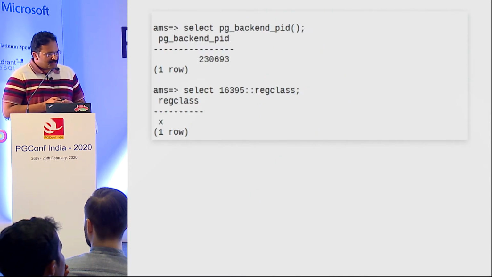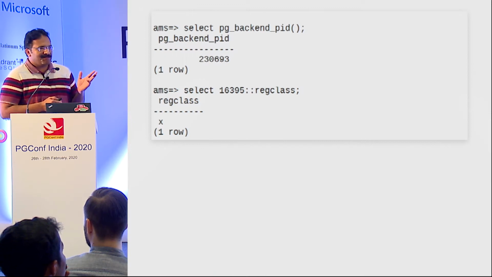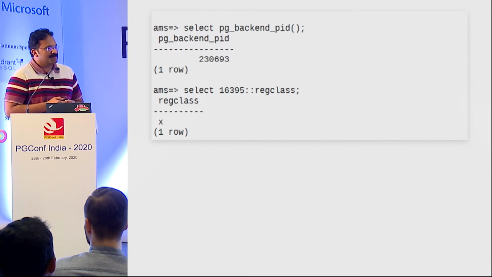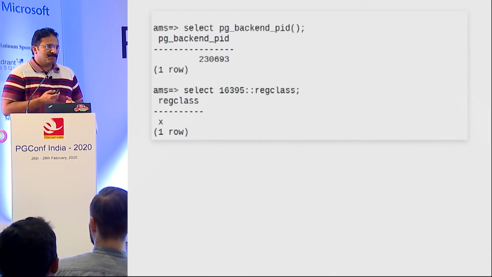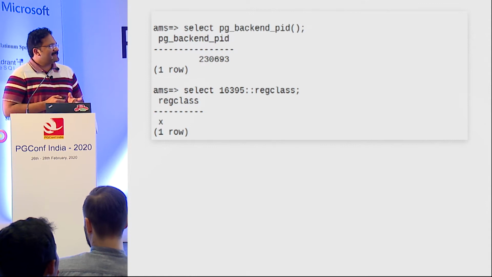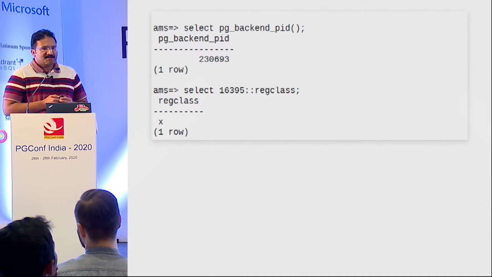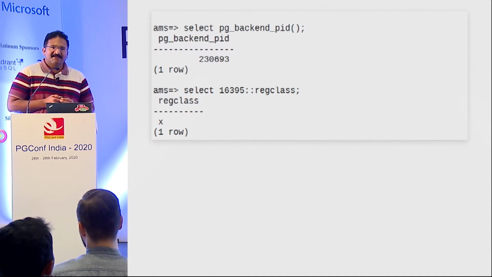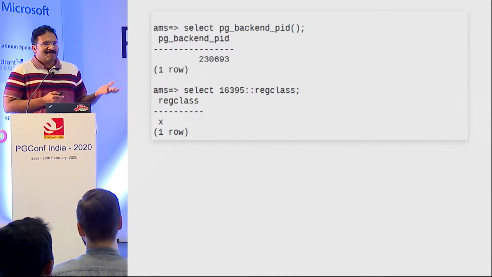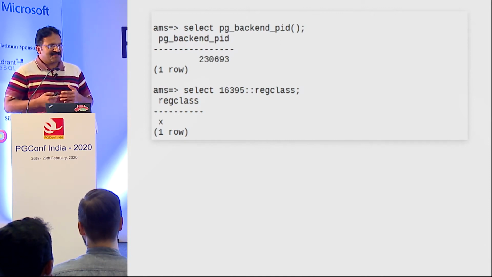So a couple of things to start with. The pg_backend_pid function is something I'll use quite often to identify which process is holding what lock. In this case, I've just started psql, and that value 230693 is the process ID of the backend that I'm connected to. And any locks that are acquired during the execution of queries and things will be attributed to this backend.